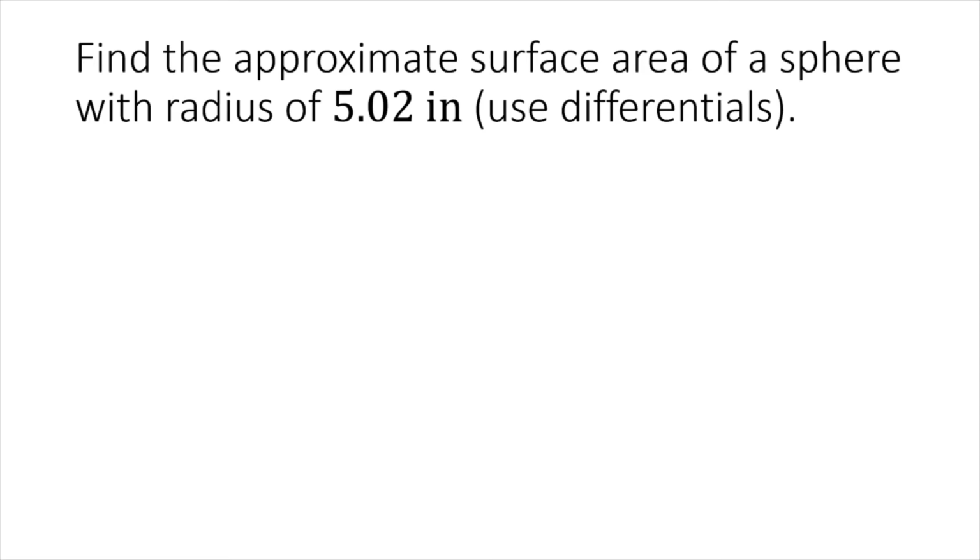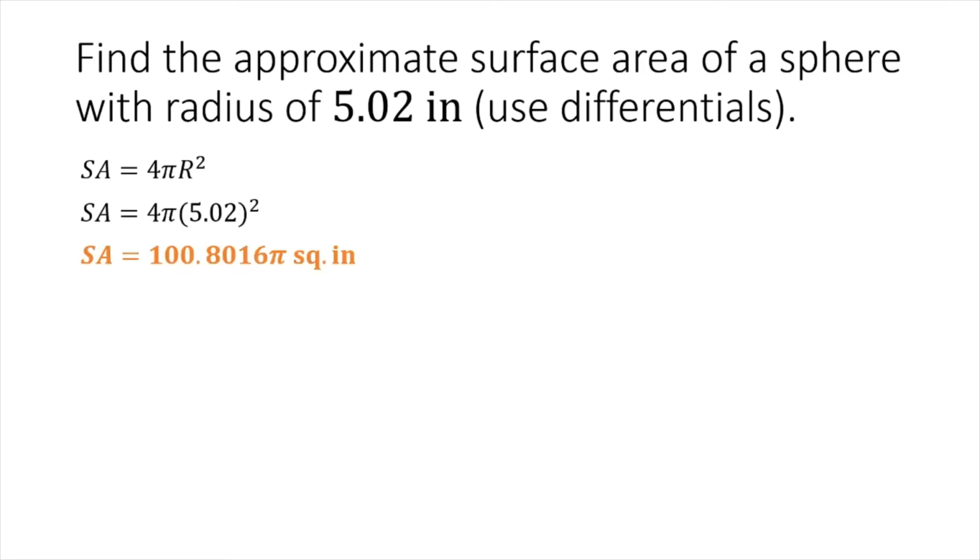Surface area of a sphere, the formula is 4 pi radius squared. Plug in the radius, 5.02. Using our calculators, we'll get 100.8016 pi square inches. Okay, and then let's try using differentials to see if we get the same or approximately the same value. Okay.